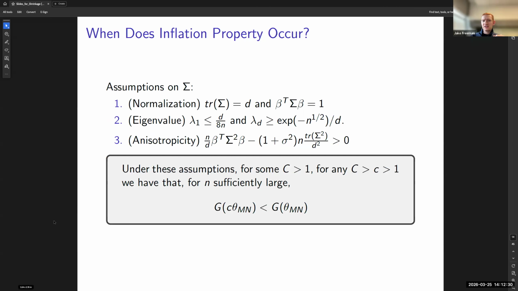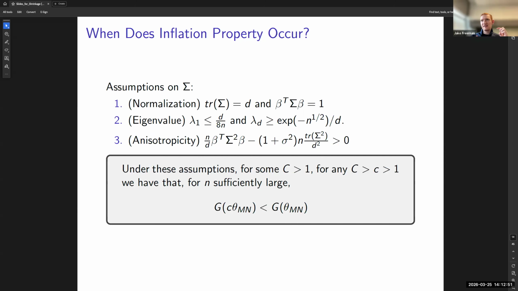And so based on those conditions, we have the inflation of property occurring, but the issue here is that it could just basically vanish as you take n to infinity. So we want something slightly better than that. We don't want to necessarily have it just vanishing in our limit.